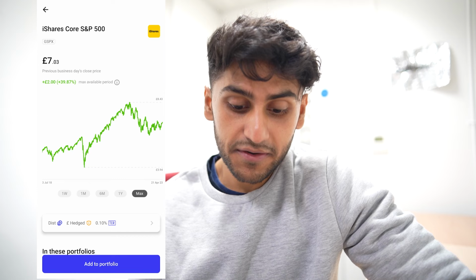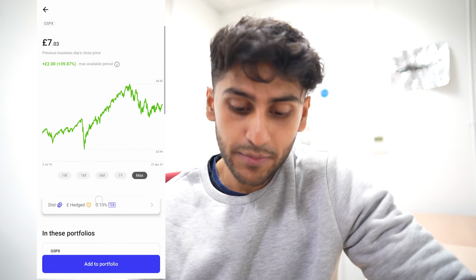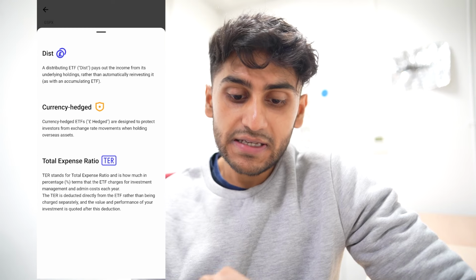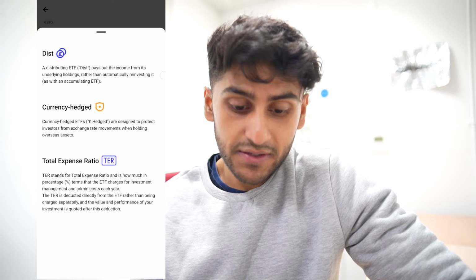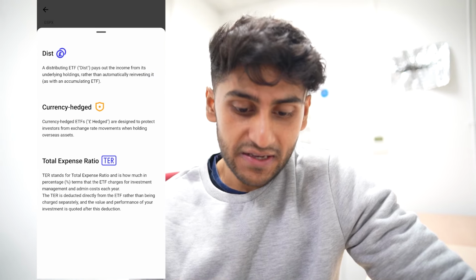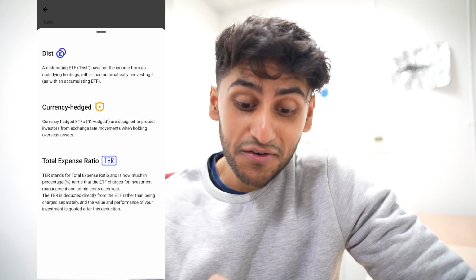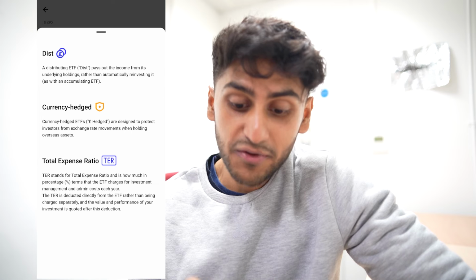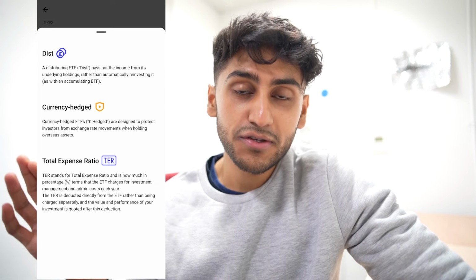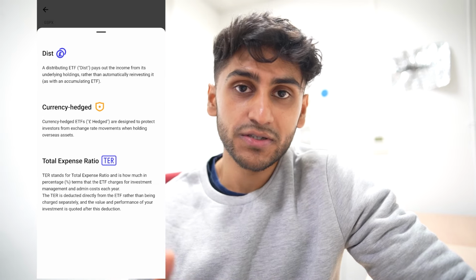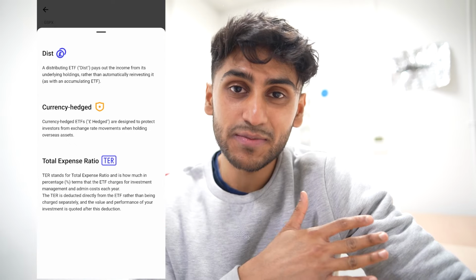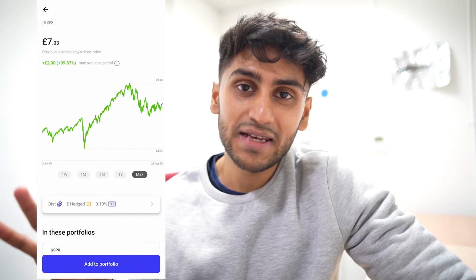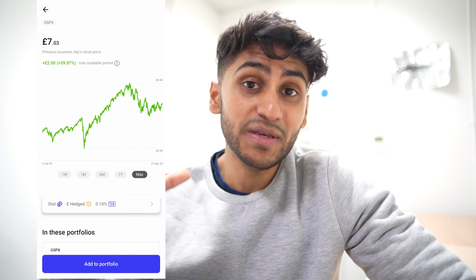So this fund is very different because it has this symbol here. So it is a hedged fund. First of all, we do see it is distributing, so it does pay out dividends. But the important part about this ETF is that the currency is hedged. Currency hedged ETFs are designed to protect investors from exchange rate movements when holding overseas assets. So they use currency derivatives to balance out the changes between the dollar and the pound, meaning that this tracks the S&P 500 almost exactly from the points basis to the pounds basis.